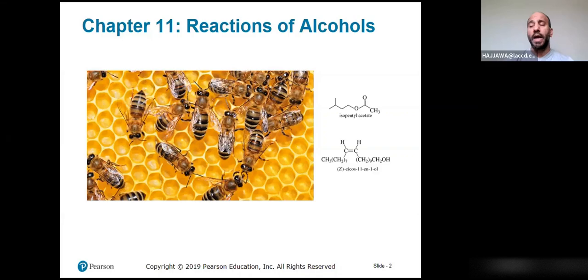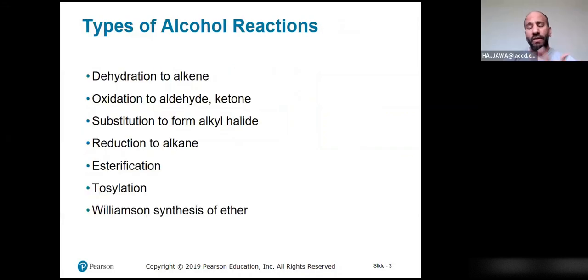Chapter 11, reactions of alcohols. We learned previously how to name alcohols, how to classify them, how to prepare them. In this chapter, we will learn how to make useful organic structures from alcohols. There are several reactions we can actually use alcohols as a reactant.